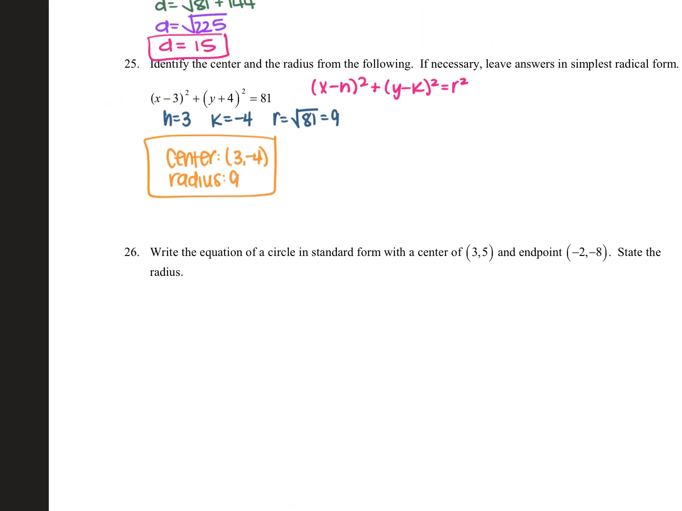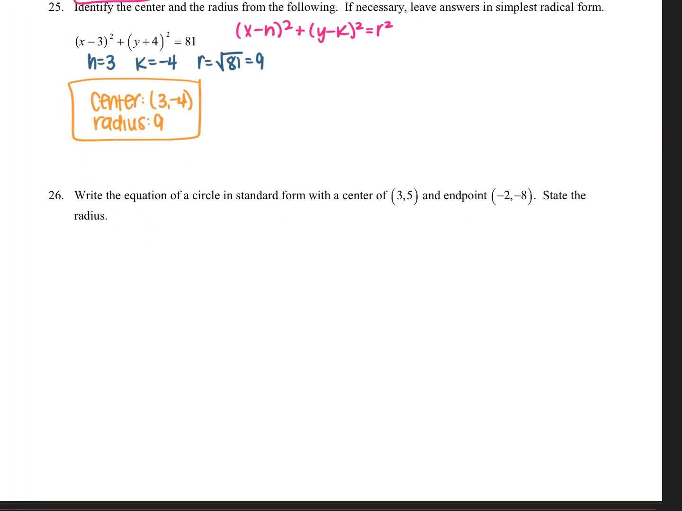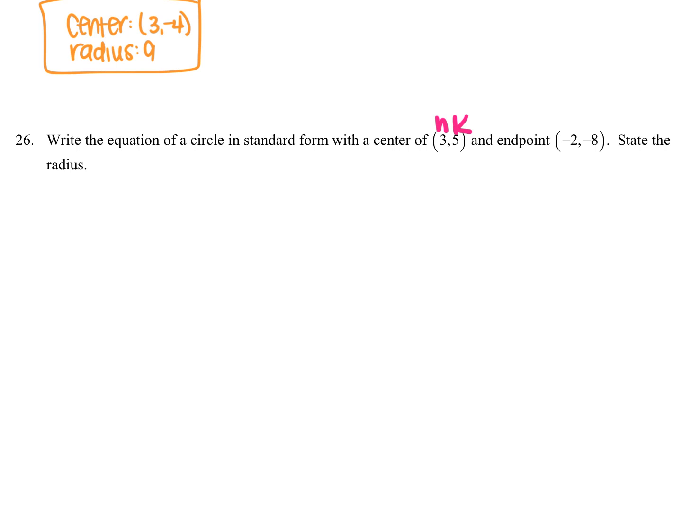For 26, we're writing the equation in standard form with a center of 3, 5, and an endpoint of negative 2, 8. So your first thing that you have to do is identify that your center is h and k. However, you also need to find your distance of your radius. It says a center and an endpoint. Radius is the distance between the center and the endpoint. So we use those 2 points in our distance formula. So your radius is going to be the square root of negative 2 minus 3 squared plus negative 8 minus 5 squared.